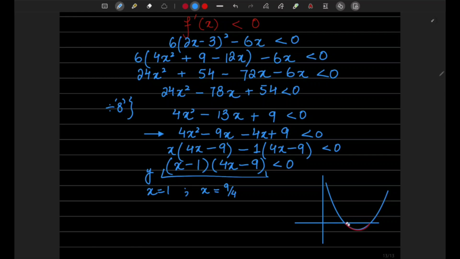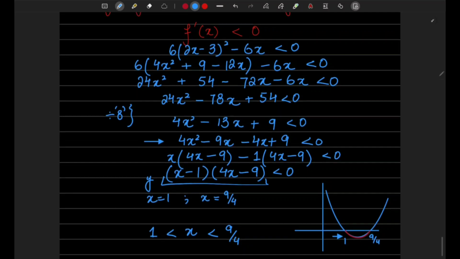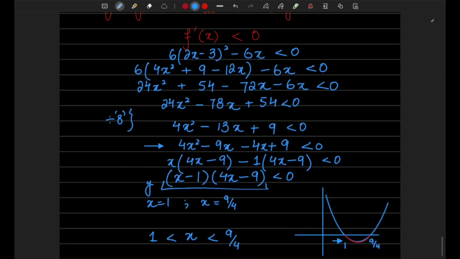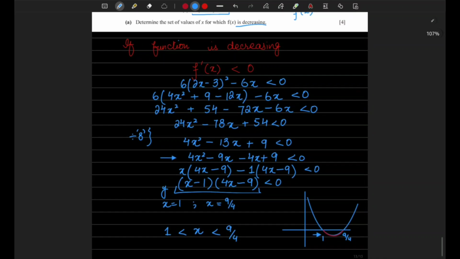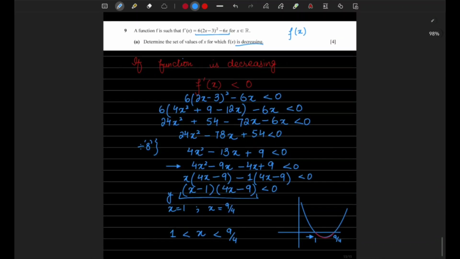So let's write the inequality for this part. These are the roots, 1 and 9/4, so x is greater than 1 and x is less than 9/4. This is how we get the inequality. So this is your whole working for part A of question 9.